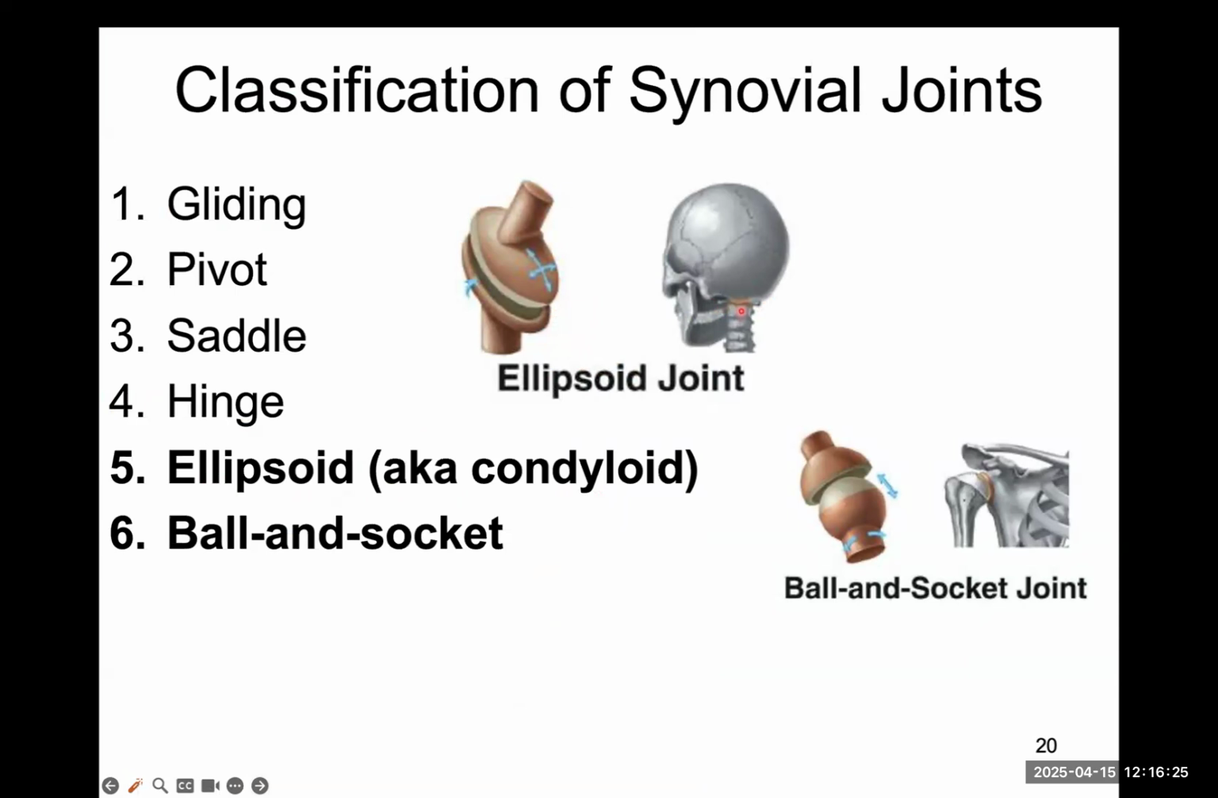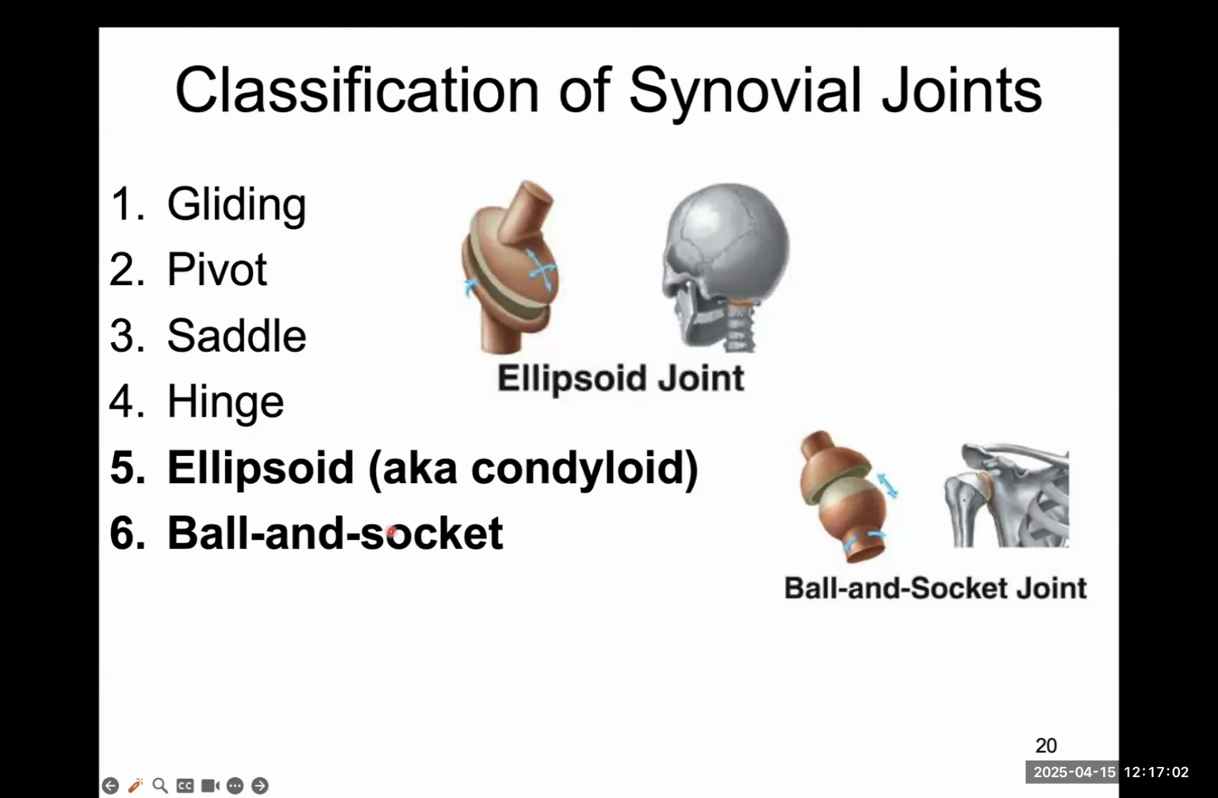The last one is the easiest to understand. It's ball and socket, and it's basically your hip joint and your shoulder joint. The head of the humerus in your shoulder and the head of the femur in your hip go into a socket, which is called the glenoid cavity in your shoulder and the acetabulum in your hip. Those are the bony markings that you'll have to memorize for your exams. Those go in the sockets, and that's why it's called a ball and socket joint.